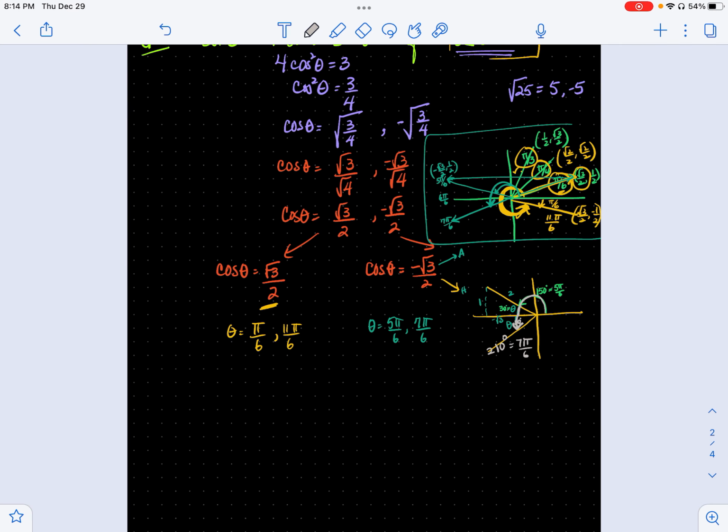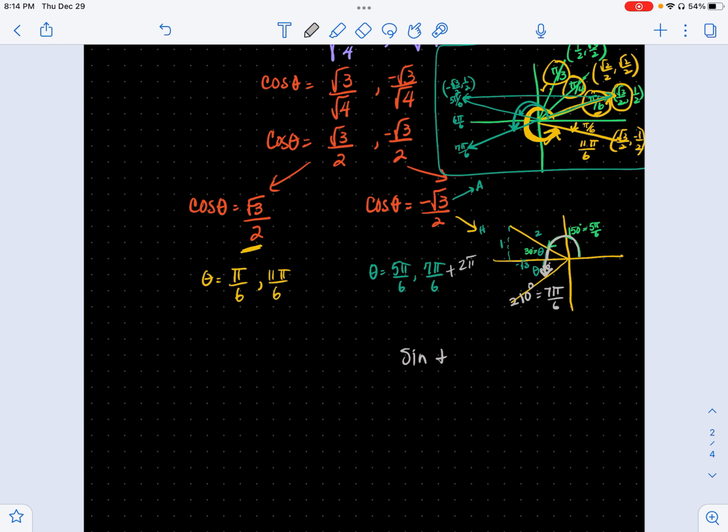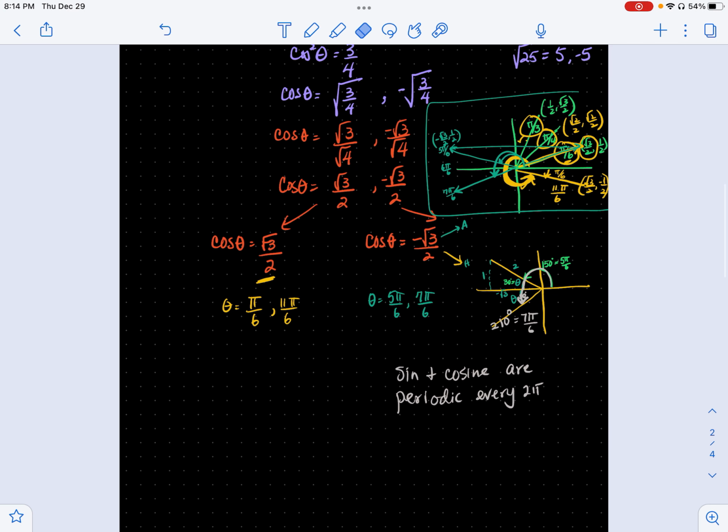How do I know there are only 4 answers? Because anytime I start adding 2 pi to this, well, I'm going to write one more time, the sine and cosine, they are periodic every 2 pi. So their answers repeat every 2 pi. But in this case, I'm not going to add the 2 pi's just because I'm going to go outside of the range. So we have a total of 4 answers.